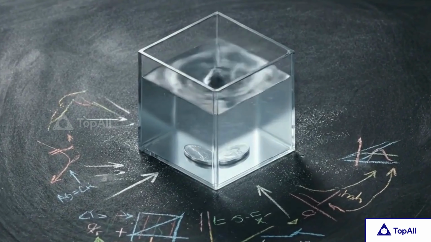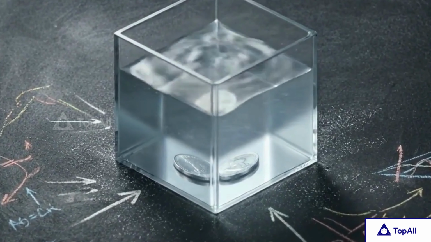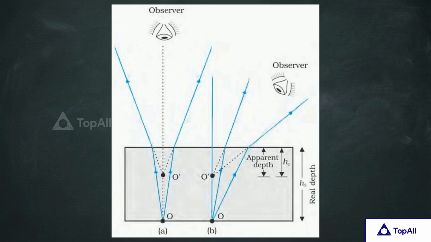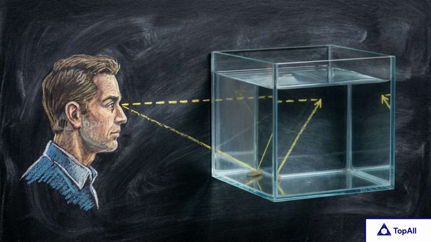This optical shift becomes even more pronounced when we try to look at objects submerged inside a tank of water. Light rays from point O at the bottom bend away from the normal as they exit the water. Our brains project those exiting rays backward in a straight line to a false image point, creating the apparent depth. Our brains prioritize straight lines over the physical location of the object, following the geometric logic of Snell's law.